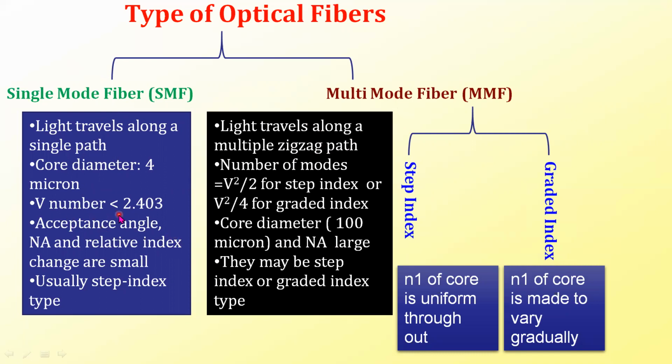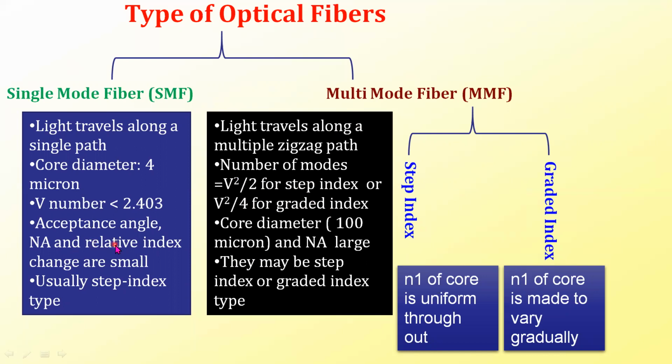V number is less than 2.403 in the case of single mode fibers. The number of modes will be given by V square by 2 or V square by 4 in the case of multi-mode fiber. V square by 4 means it is a graded index fiber. If it is a step index fiber, V square by 2. I will define step index and graded index in the next slide.